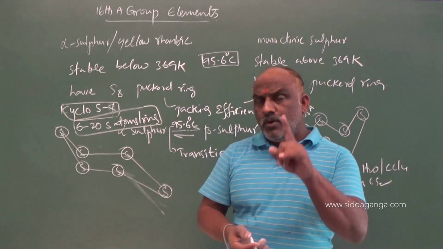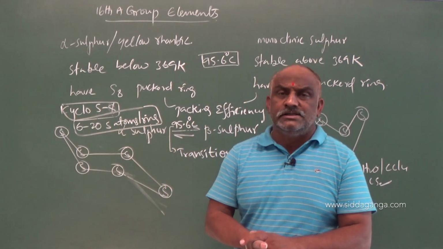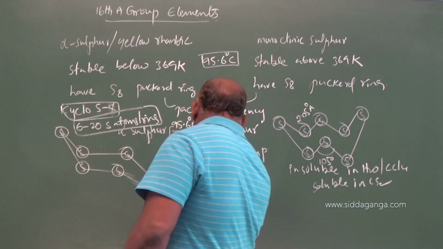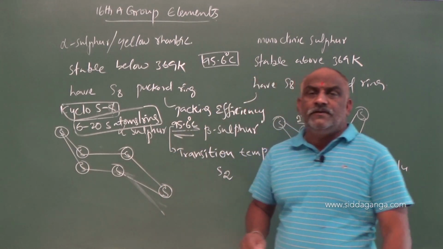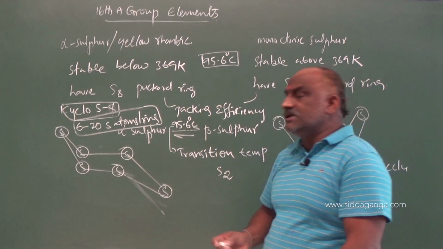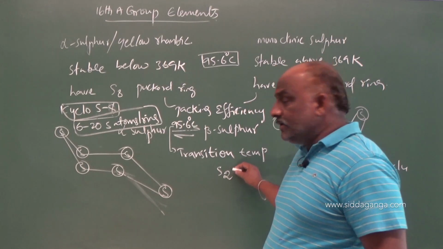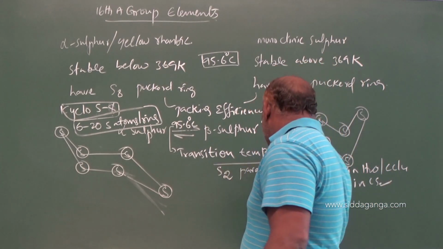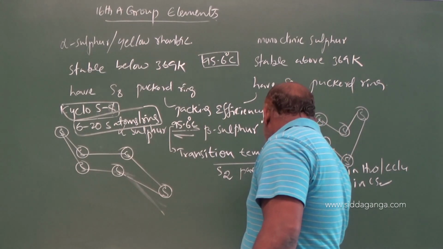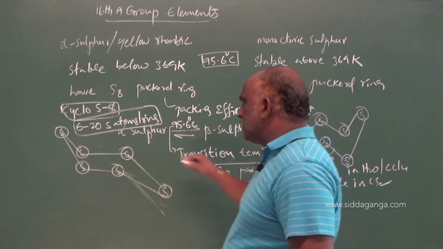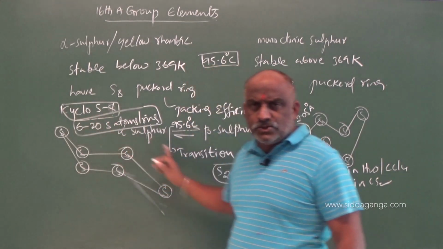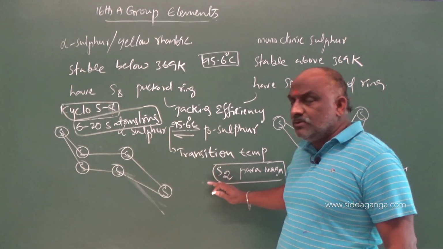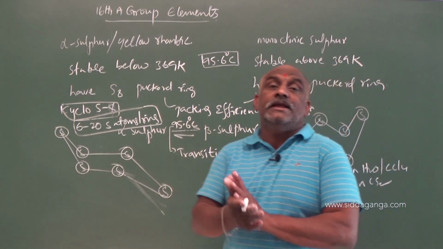And one more important point regarding the allotropic forms of sulfur: one more allotrope is also there, that is S2. S2 is also available, and this S2 is a predominantly paramagnetic substance. Very, very important, my dear students, make a note, this is a paramagnetic substance, like cyclo S8 and S2. Predominantly this S2 form is a paramagnetic substance.